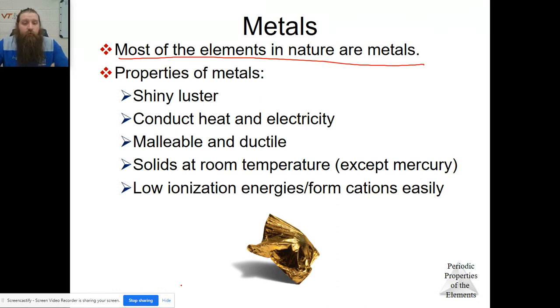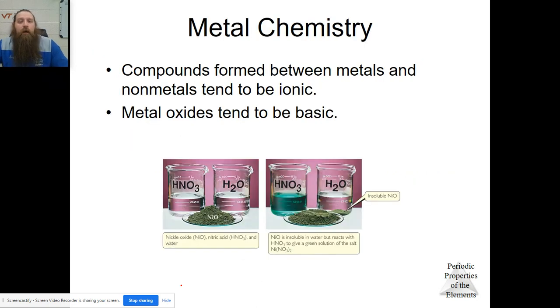With the exception of mercury, they're all going to be solids at room temperature. And they're going to have low ionization energies because they want to give those electrons away. They want to form cations, so it's easy for them to do that. Our metal chemistry, as far as metals and nonmetals, those are going to be ionic compounds, right? We can look at the Pauling scale to determine that. Remember, a metal oxide, a metal and oxygen, are going to tend to be basic when you put them in water.